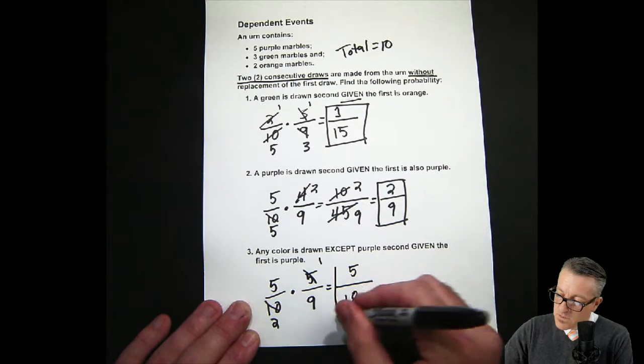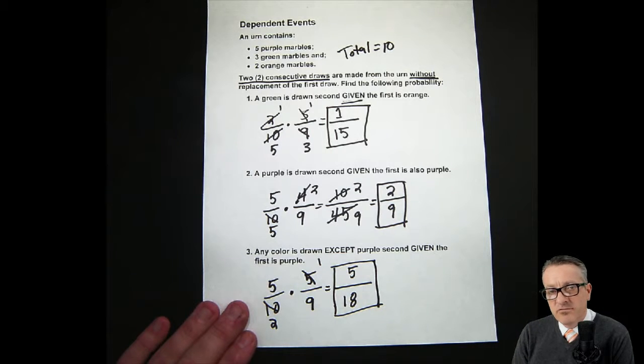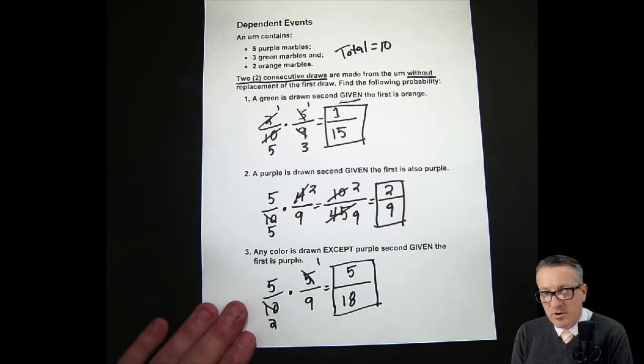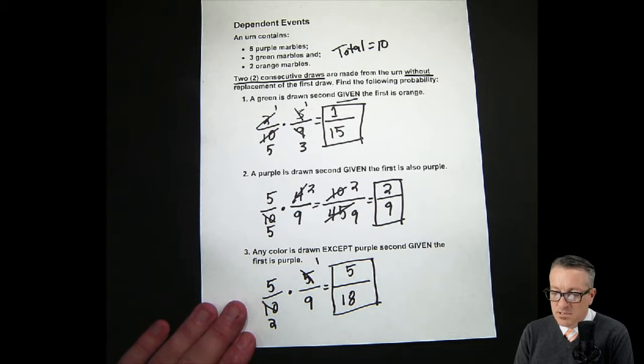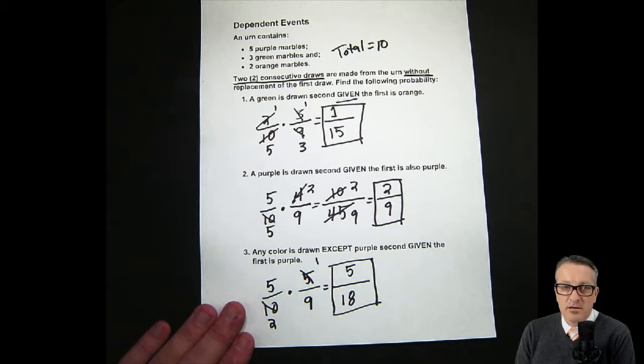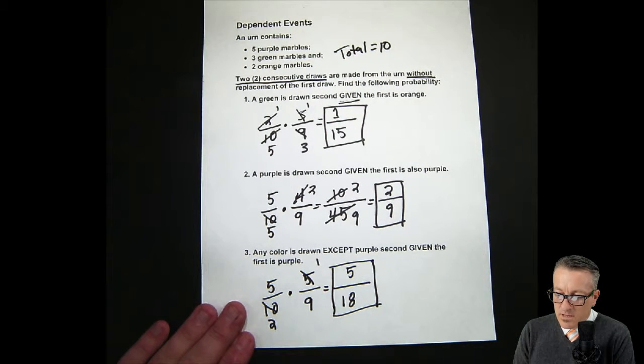That's our answer. So the big thing to remember here is whenever we see the word given, it means we have a precondition. Given always changes what our second draw is going to be because there's some type of precondition, and we can't neglect that. The other thing is we have to calculate the first probability, and then multiply it by the probability for the second draw. And if we don't do that right, then we end up with the wrong answer.